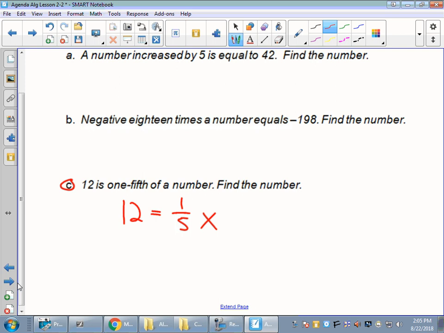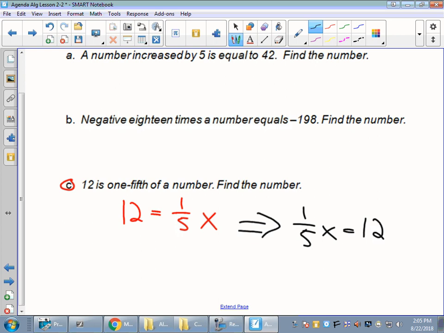Okay, and I want to do this one for a couple reasons. Number one, because there's a fraction in it, and number two, because it's written a different way. Most times people enjoy seeing it from left to right. 1/5 x equals 12. There's no difference between these two equations. It's just one is written with the variable on the right, one with it on the left. So let's just focus with it on the left here to show that we can solve it.